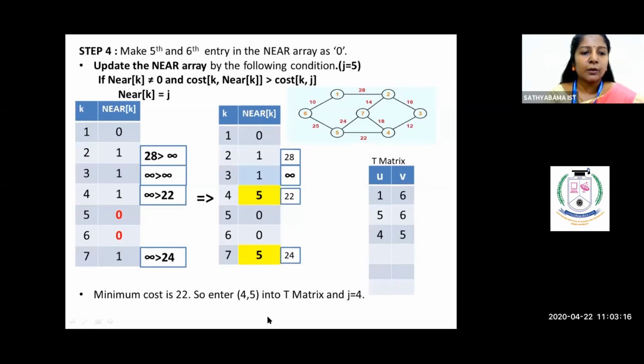Now the next non-zero entry is 7. So 7,1. What is the cost of the edge 7,1? Look at the graph. It's infinity. And what is the cost of 7,5? 7,5 means the k value and the j value. 7,5 is 24. Infinity greater than 24, condition is satisfied. So we need to update the near of k by the j value. The j value is 5. So it is updated. Look at the updated array. Only the fourth entry and the seventh entry are updated by the j value 5.